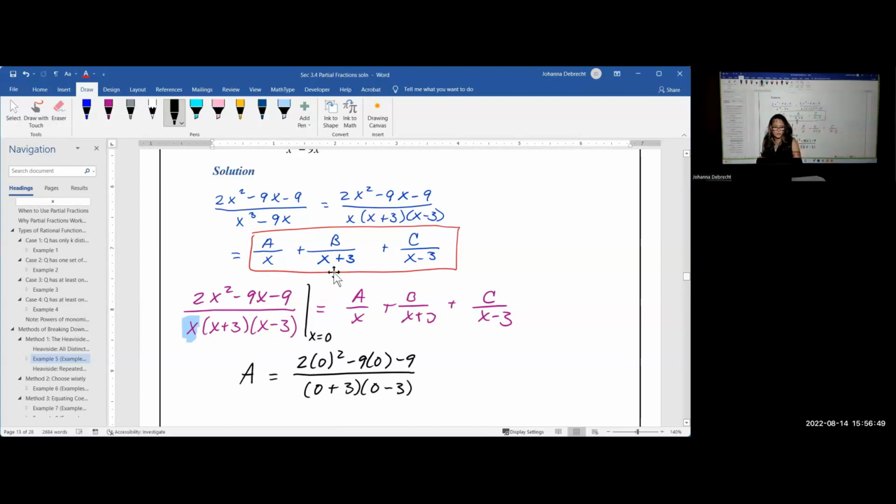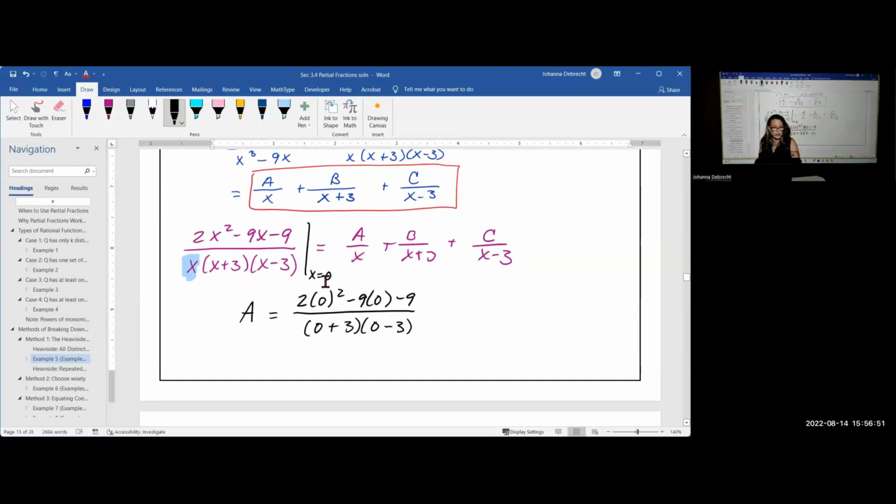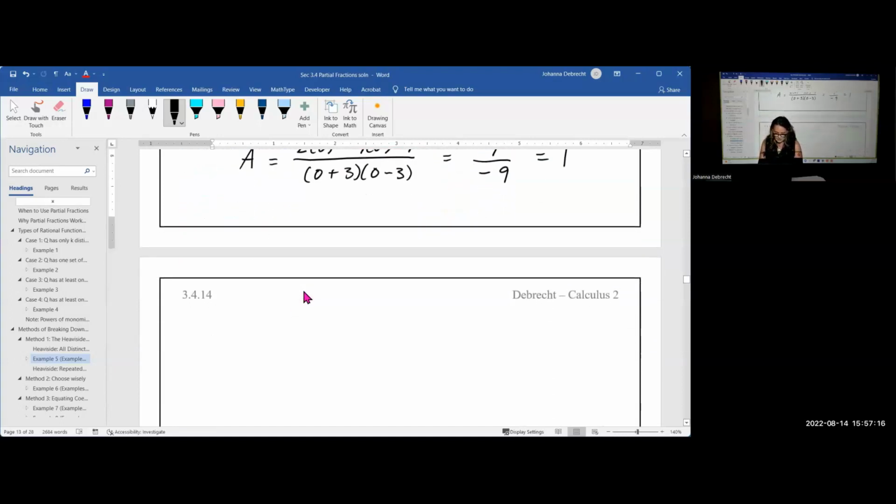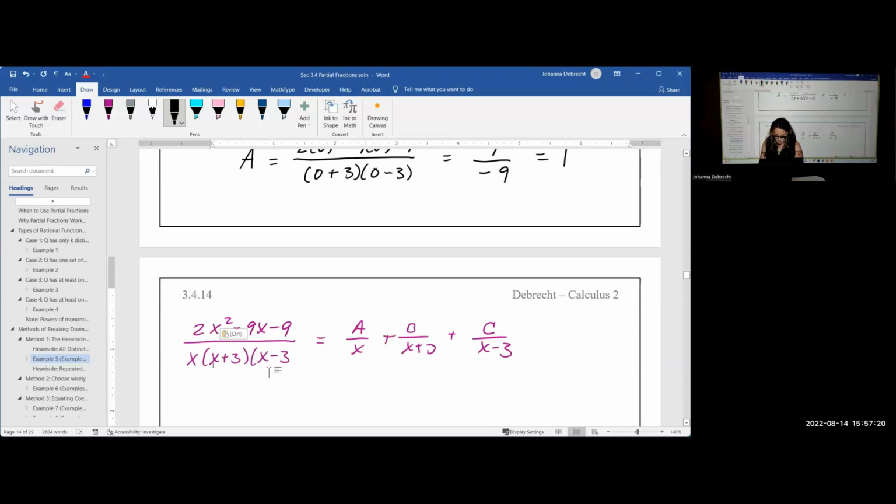All right, so I'm covering up what's left on the left side. This is going to give me negative 9 in the numerator and 3 times negative 3, or negative 9, in the denominator, which gives me 1. So A is equal to 1. So now I know that this particular fraction becomes 1 over x. Now I want to repeat the process and find B, and then I'll repeat the process to find C. So I'm going to paste back in what I had originally.